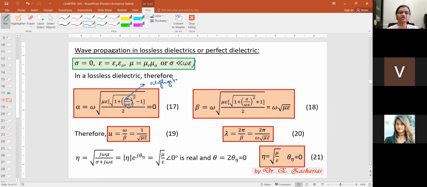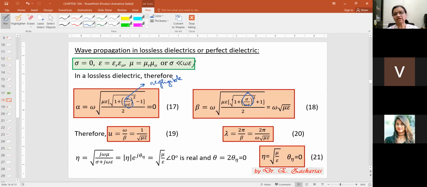This becomes negligible in both these places. This part becomes negligible. Once this is negligible, what happens to alpha? Mu epsilon under root of 1 minus 1. So what will you get? 0. Alpha will become 0.